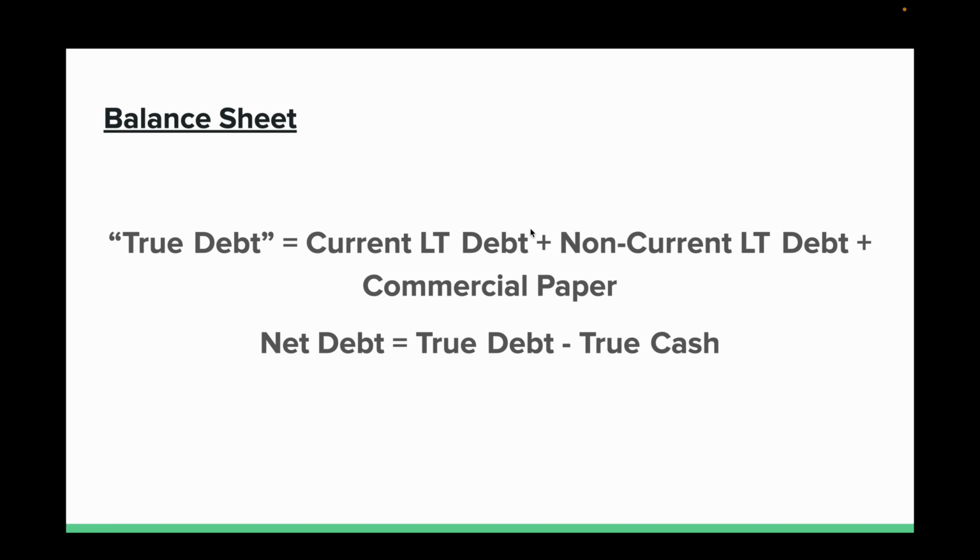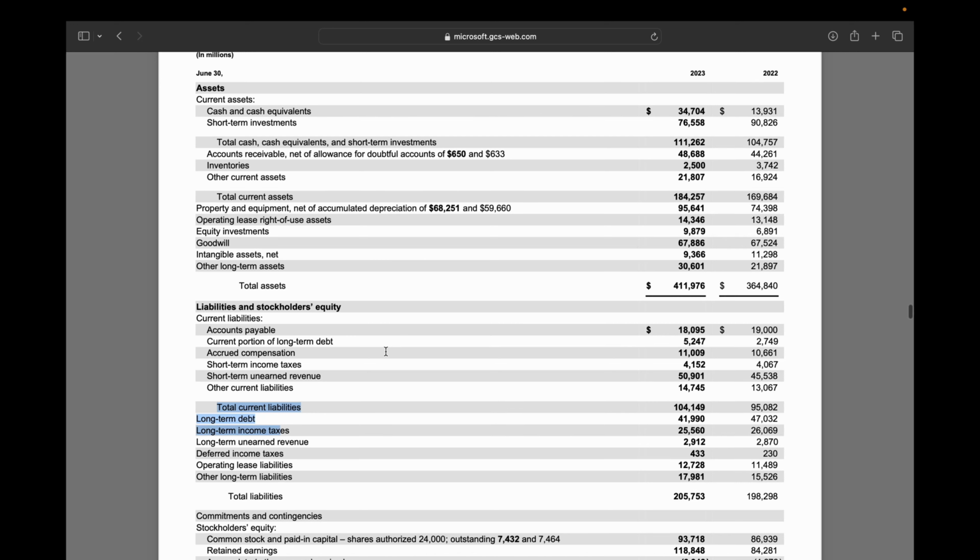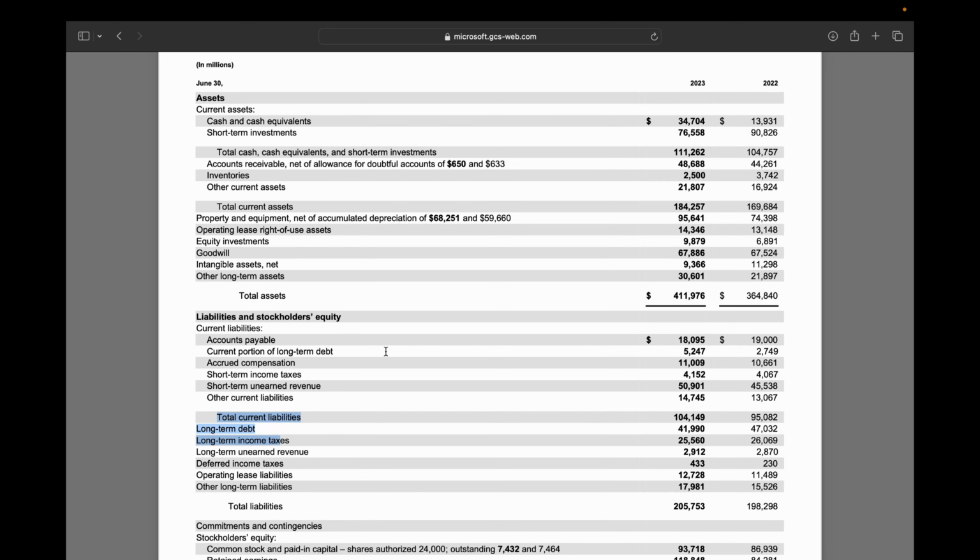Just like true cash, you want to know what a company's true debt is. True debt is calculated by taking the current portion of the long term debt, adding it to the non current portion of the long term debt, and commercial paper. The true debt of Microsoft over here would be taking the long term debt of $41 billion, adding it to the current portion of long term debt of $5.2 billion, and that would give you your true debt. There is no commercial paper here on Microsoft's balance sheet for the year ended June 30th, 2023.